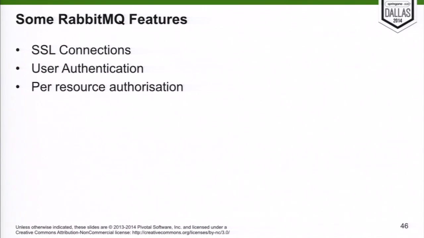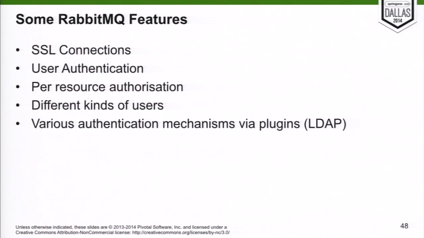Of course, we support SSL connections. We have user authentication with user and password. We have per-resource authorization. That means you can say this user can only access these exchanges, not those ones. It can only read but not write, so it can only consume but not send messages, and so on. There are different kinds of users, admin, and whatnot. There are many ways to authenticate a user, for example using LDAP, all via plugins, and Rabbit exports an interface for each of the things that can be extended. So it's quite easy to actually write a plugin, provided you know Erlang.